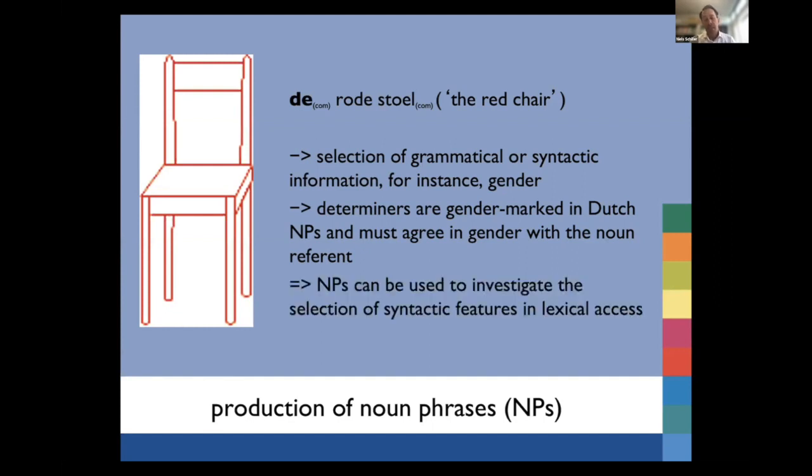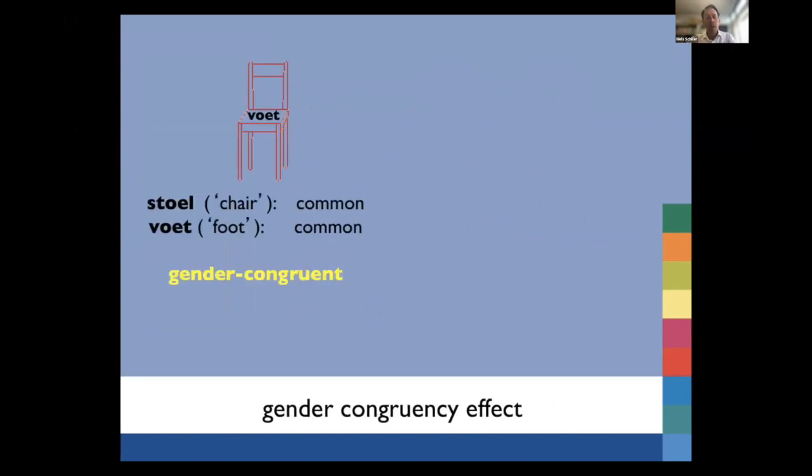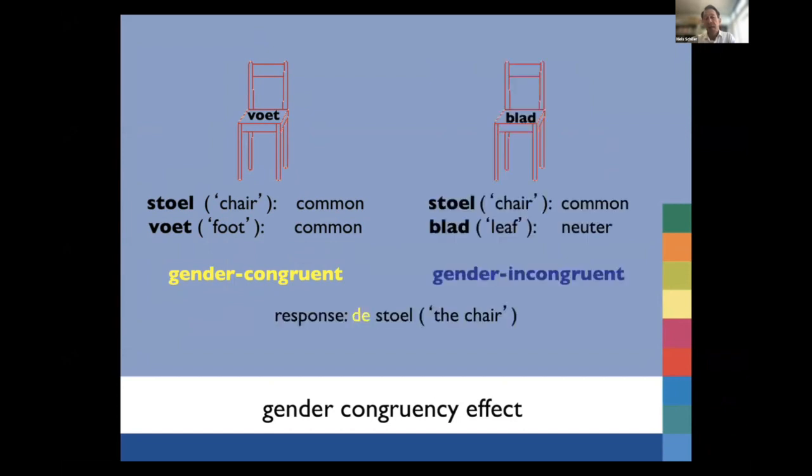So that is to say that we can use noun phrases to investigate the selection of syntactic features during lexical access. Okay, so let's see what this can be used for. So we can construct experiments, for example, where we present a picture that has to be named, and we present a distractor word at the same time that people have to neglect. They have to ignore the distractor word and name the picture, okay? And we can choose the distractor word in such a way that it either has the same gender, like in this case, so this is the gender congruent condition, or it has a different gender.